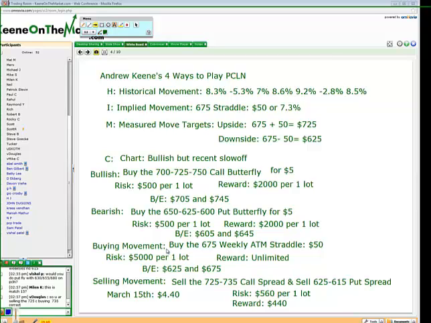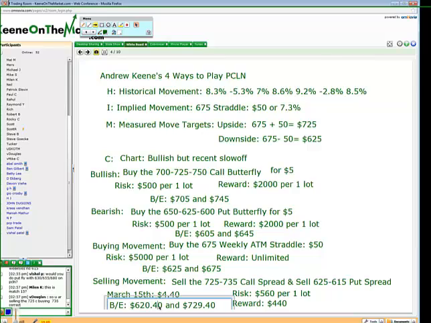Number 4, selling the 725, 735 call spread and selling the 625, 615 put spread. This is an Iron Condor. My break even on this trade is going to be $619.40 and $729.40. So I have a $110 range where I make money on this trade. This is actually going to be $620.60.